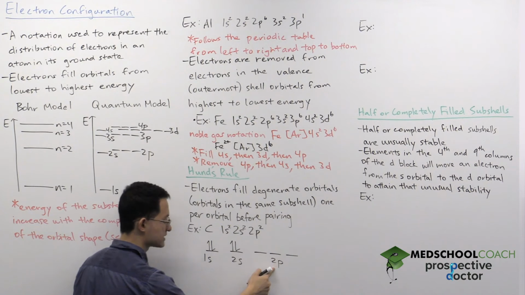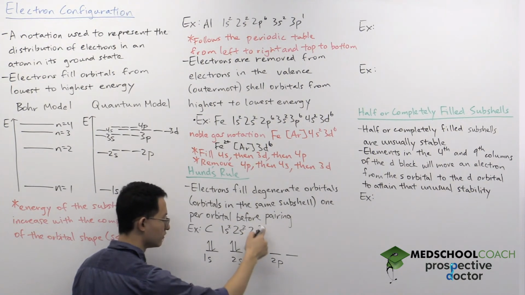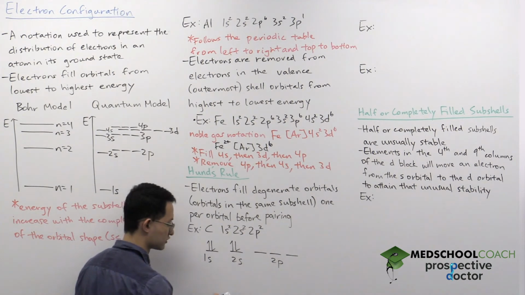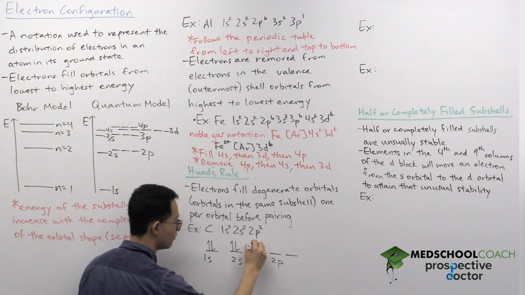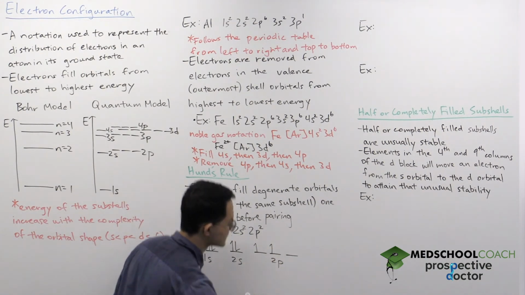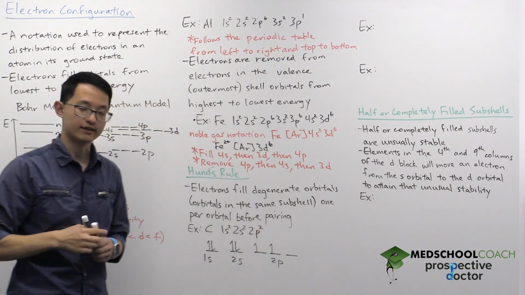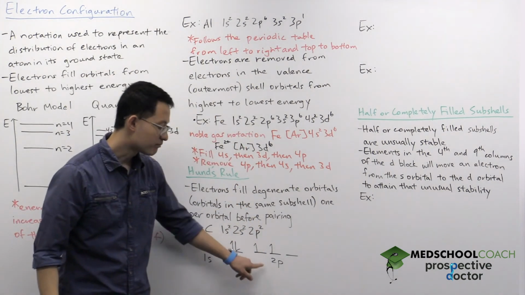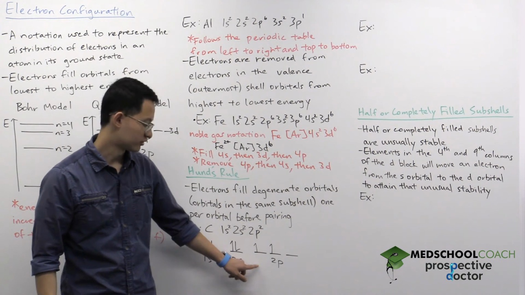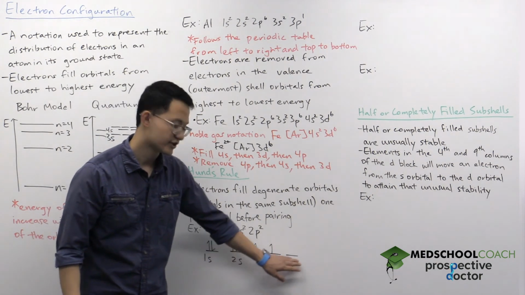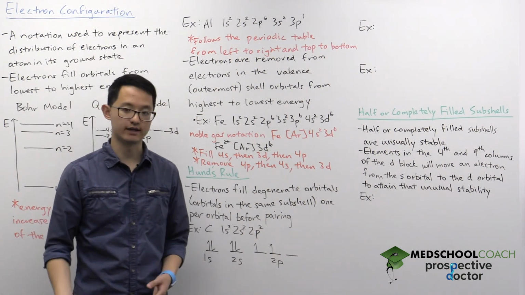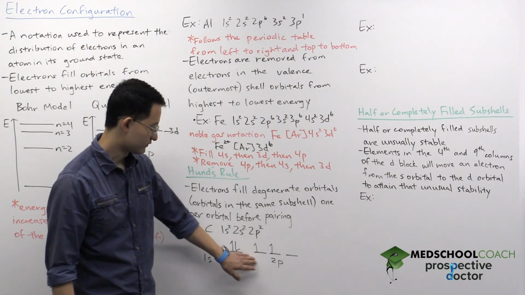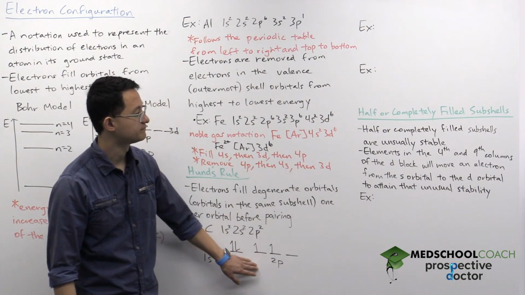Within our p subshell, we're not filling the whole subshell. We only have 2 electrons. So you're going to put 1 electron in the first orbital and 1 electron in the second orbital. Right? This is what we mean. You're not going to pair electrons in the orbital until each degenerate orbital has one electron. So you've got one per orbital here.